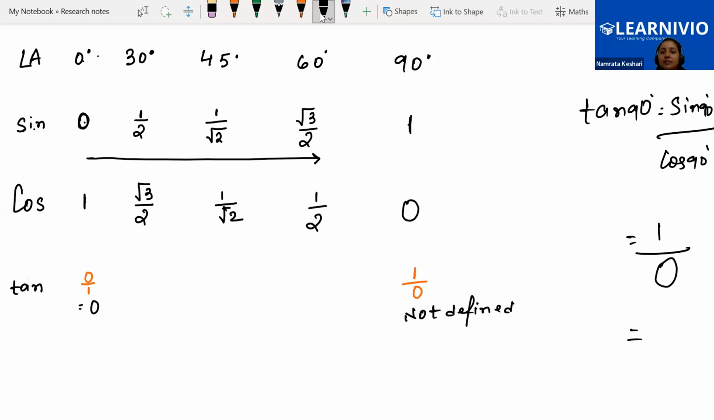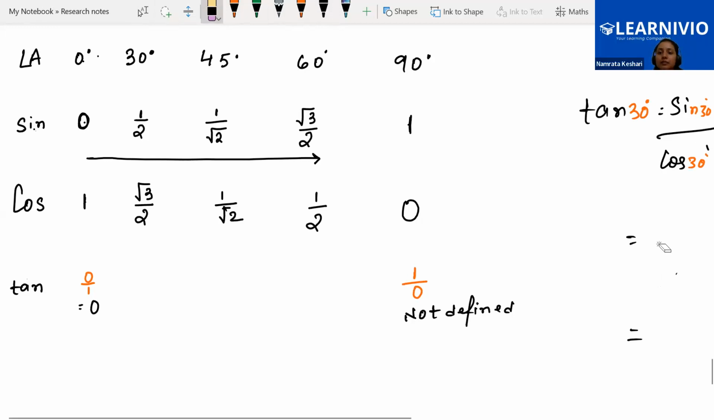Are you getting it? Now what about the other trigonometric ratios? Tan 30, tan 45, let's find it. Tan 30 means sine 30 by cos 30. What is the value of sine 30? We know already. What is the value of cos 30? Sine 30 value is 1 by 2 and cos 30 value is root 3 by 2.